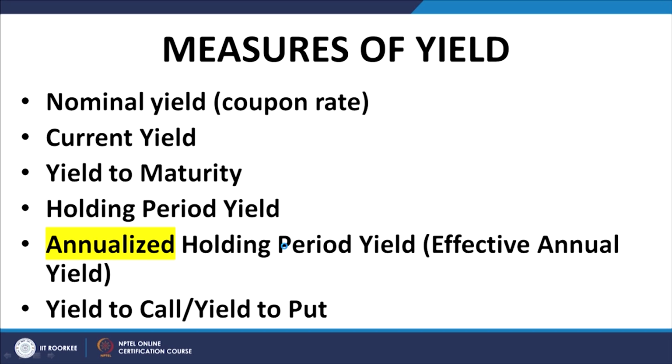The yield to maturity, we shall talk about it again in a few minutes. Holding period yield, annualized holding period yield. Holding period yield I introduced in the concept of money market instruments in a previous lecture. We shall be talking more about this. Then we have annualized holding period yield, which is the same as the effective annual yield, EAY, and then we also have the yield to call, yield to put, if the bond has the properties of having a callability option or a putability option.